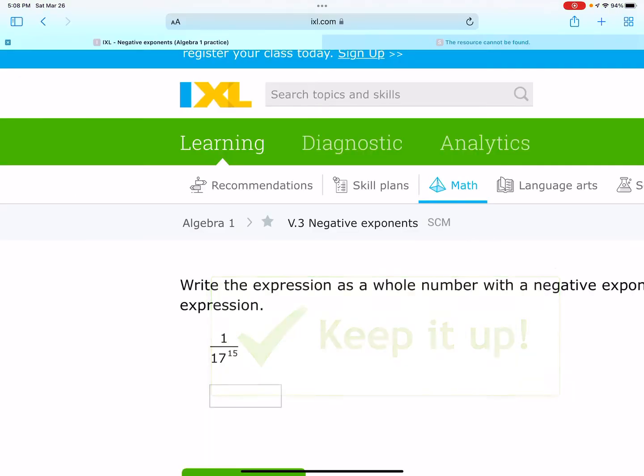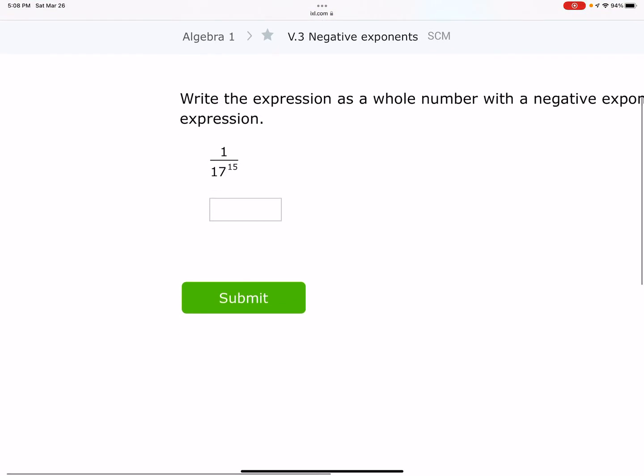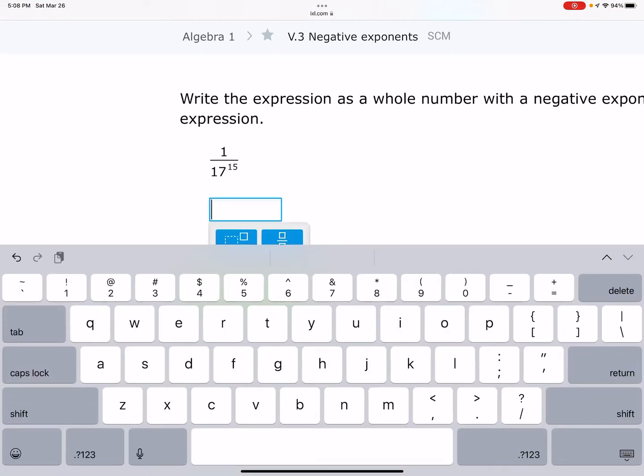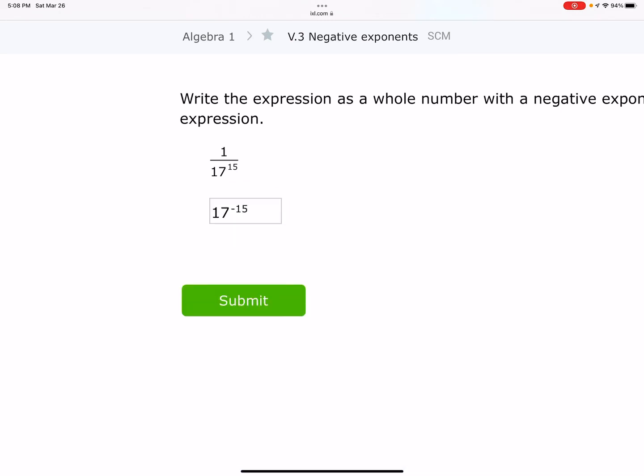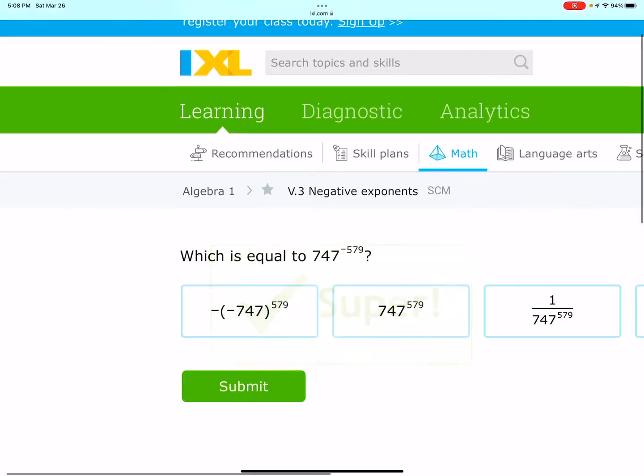Could I keep going? Sure. This one has another example of me writing the exponent as a negative. I could rewrite this exponent as a negative 15 in the numerator.